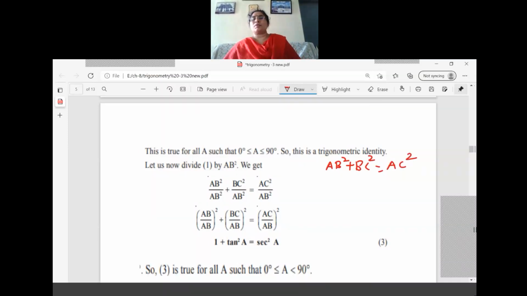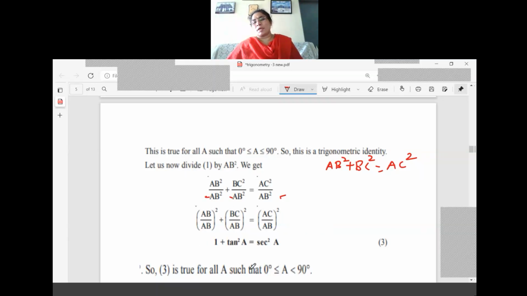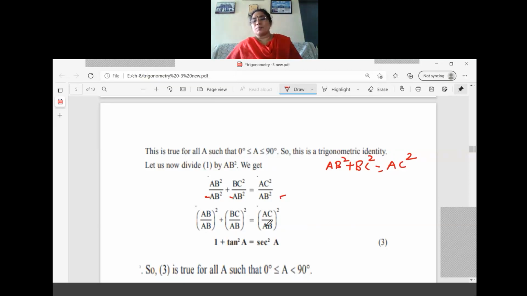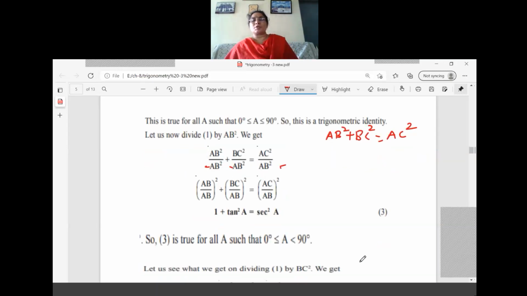Now what is the next equation? We should divide with the AB. So here we are dividing all the sides with the AB only. So what comes here? AB by AB whole square, that became 1. BC by AB, with respect to the diagram, it is tan square A. And AC by AB, it is hypotenuse by adjacent side. Therefore it is equal to sec square A only. So with respect to the diagram, we are getting 1 plus tan square A equal to sec square A. So the same identity we can write for C also.